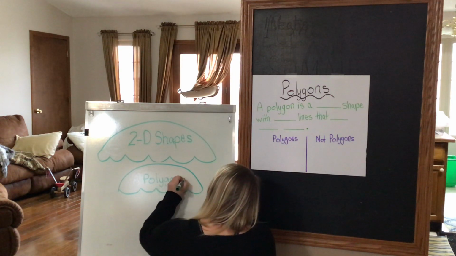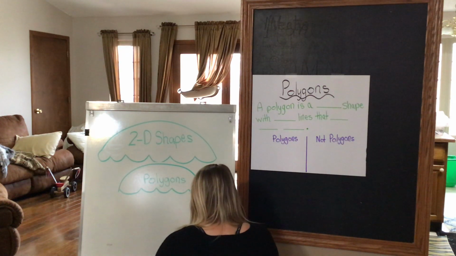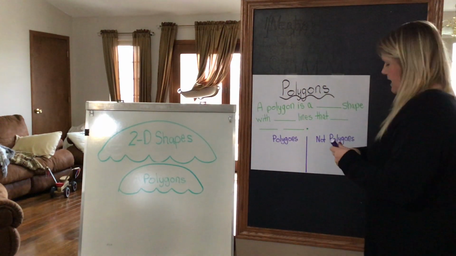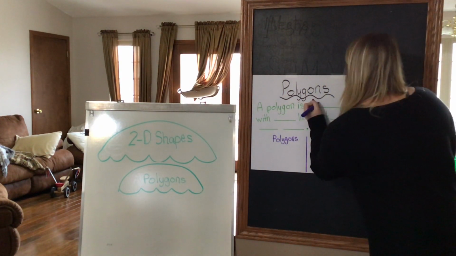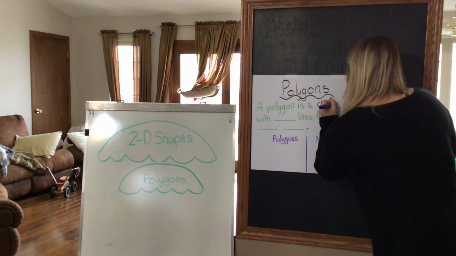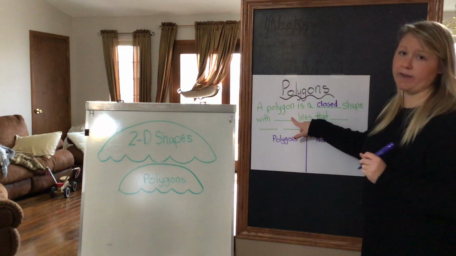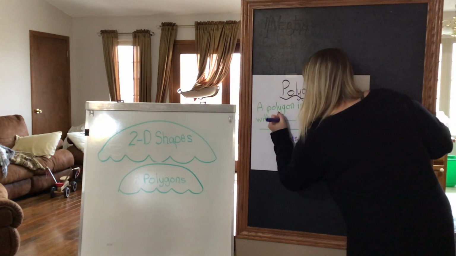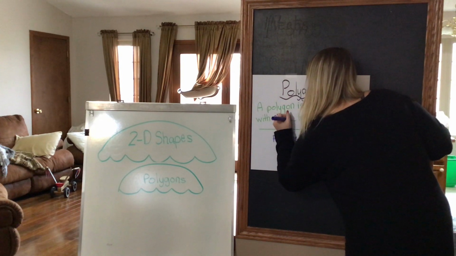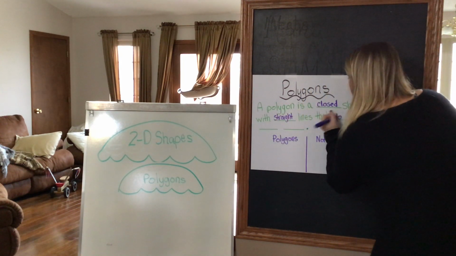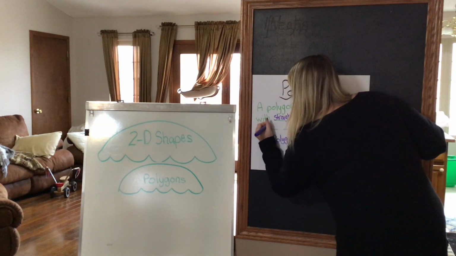Now we're going to talk about what is a polygon. Okay? A polygon is a closed shape with straight lines that do not cross.